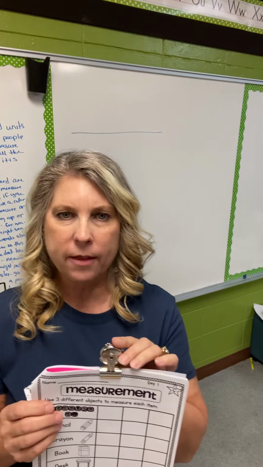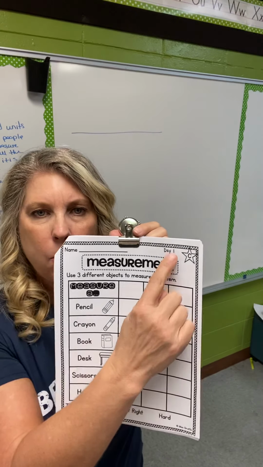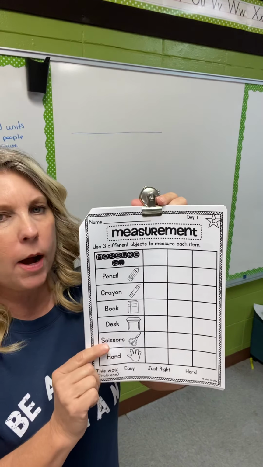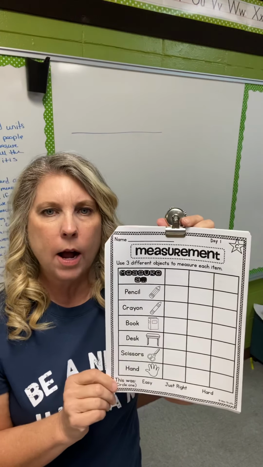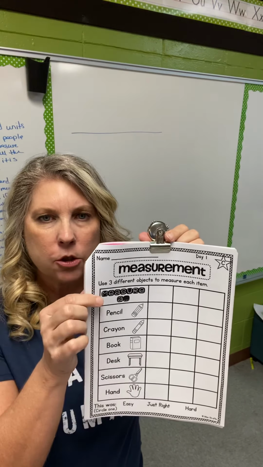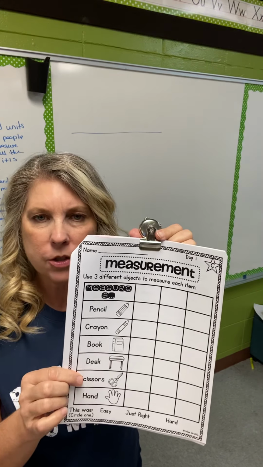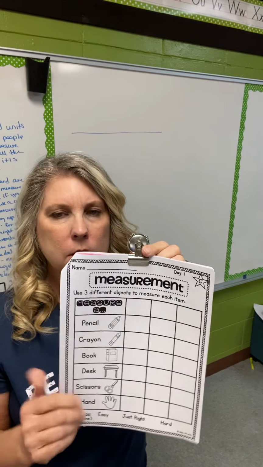So you are going to look for the math video that's coming up on Dojo and Seesaw. You're going to watch that math video, and then you're going to find your measurement worksheet that says day 1. And this is what you're going to do for math. This is your part then. After you get done watching it, you're going to complete this worksheet. You are going to find 3 different objects in your house that you're going to use to measure a pencil, a crayon, a book, a desk or a table, scissors, and your hand. What can you find at your house to use to measure these things?